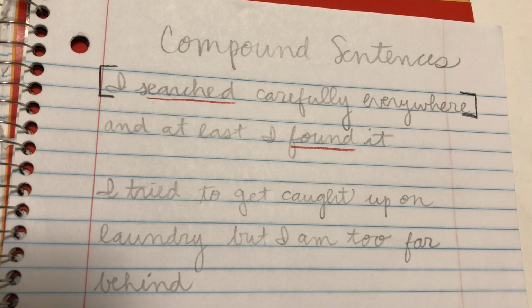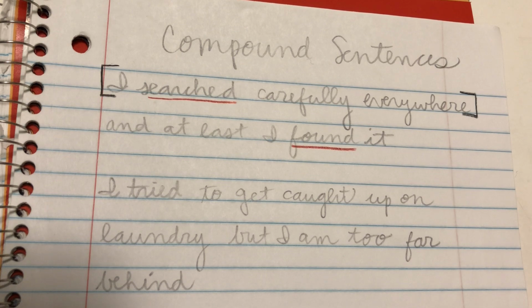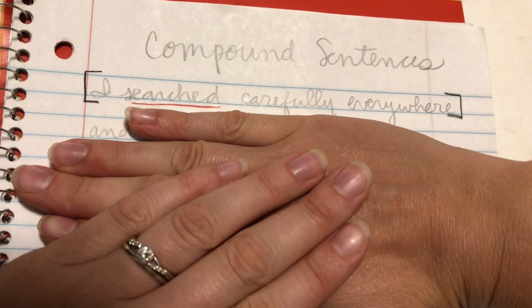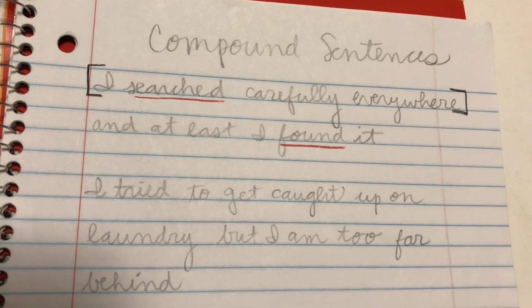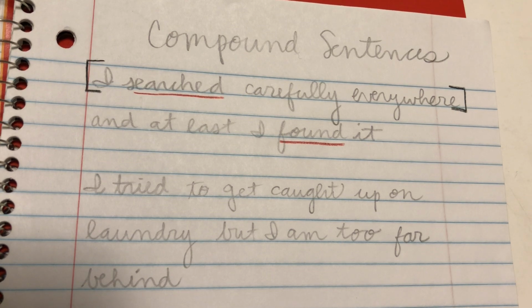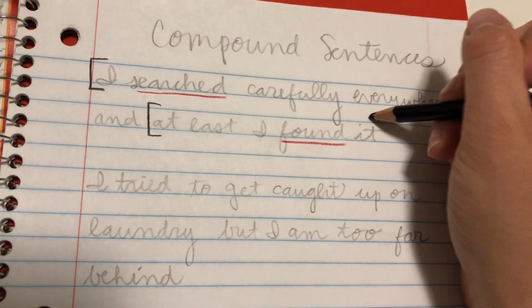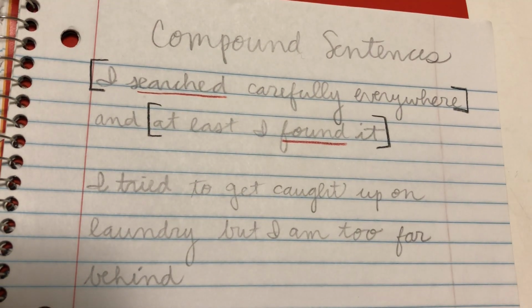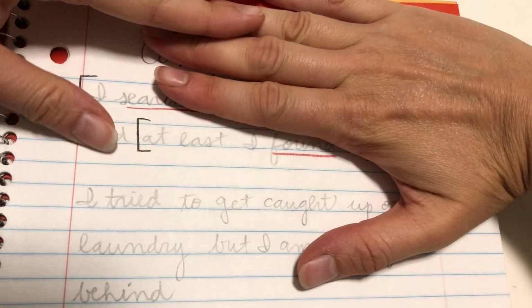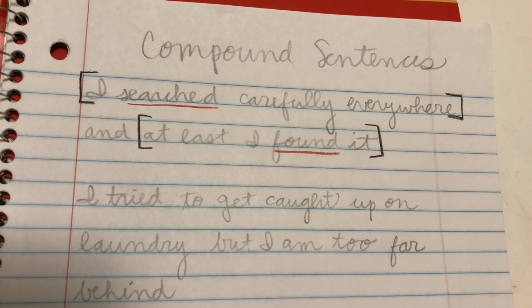So now when we read that, I searched carefully everywhere, could that stand on its own as a sentence? Yeah, it could. Now let's look at the next verb that we found. Found, actually. Now which words go along with found? At last I found it. So I'm going to put brackets around that. Now, could I, in a sentence, say, at last I found it? I sure could, and that would be a sentence.